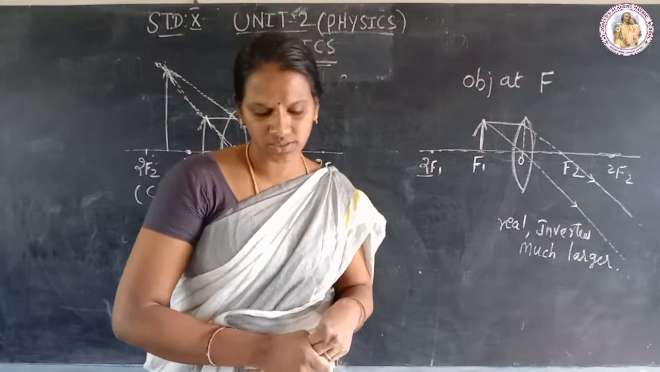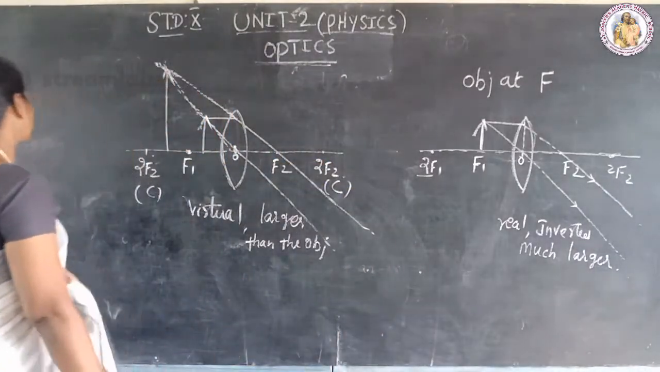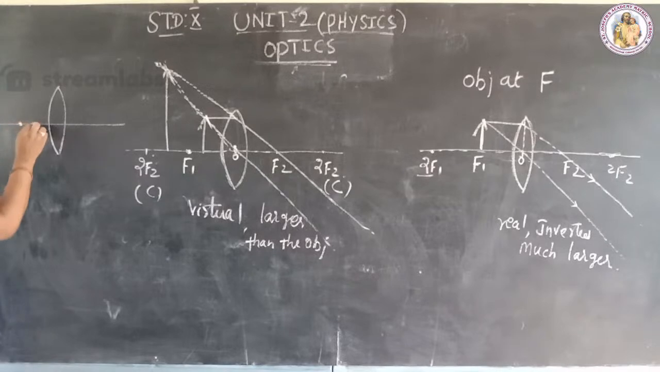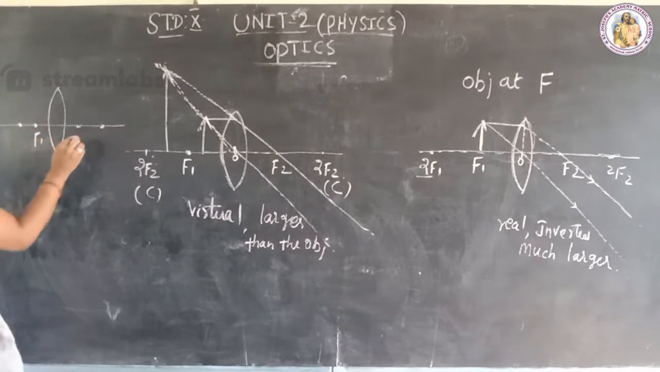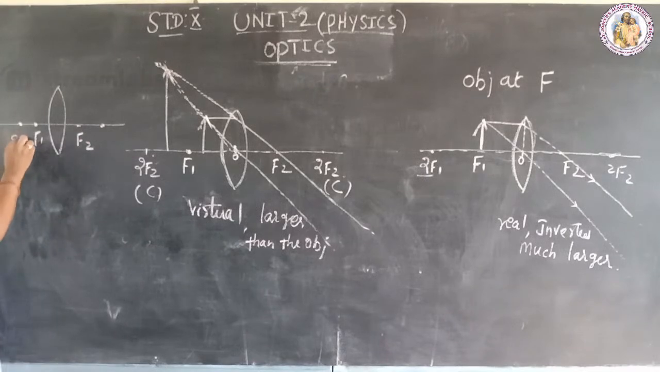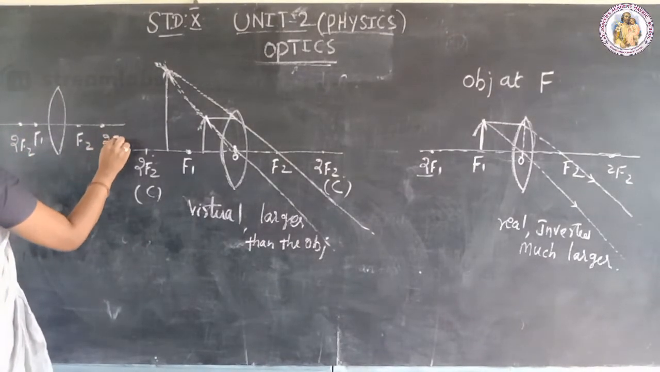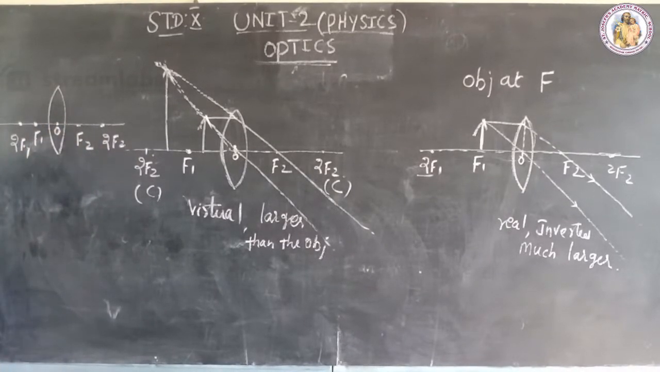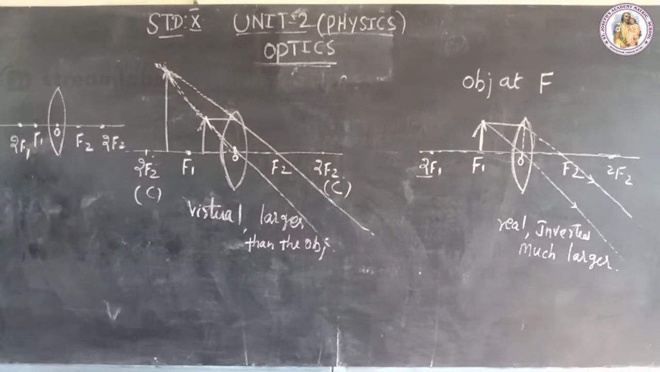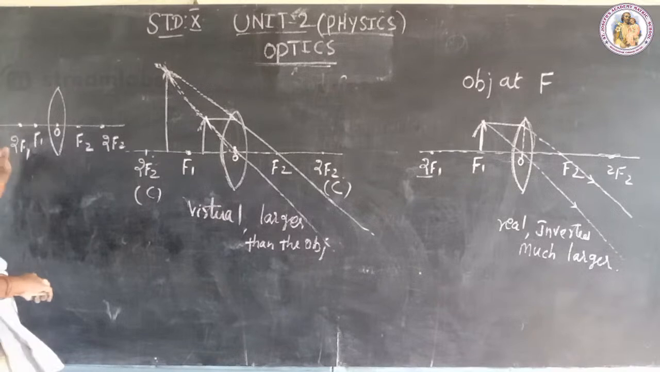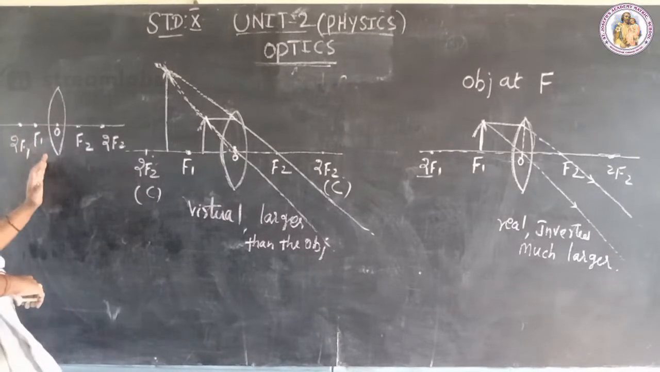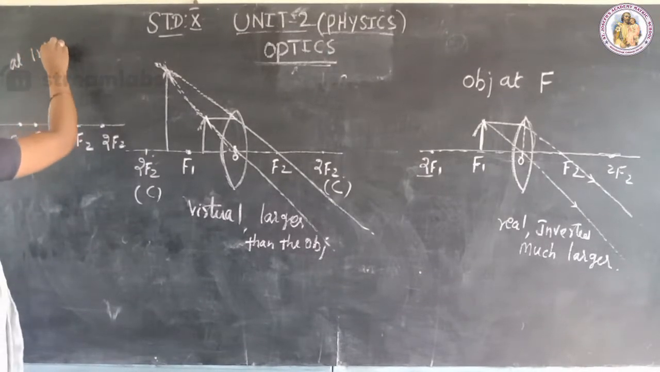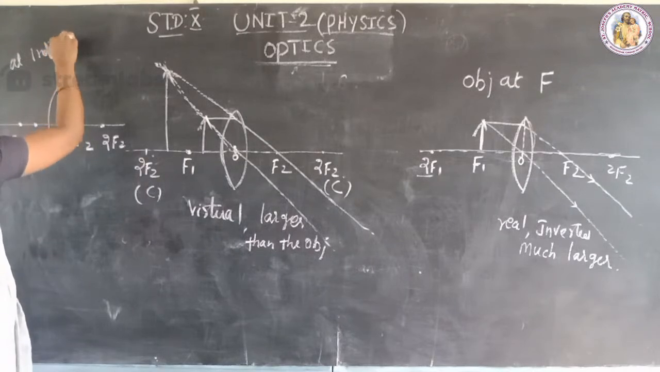So these 6 cases we have seen. Keep the object at different points: F1, 2F1, F2, 2F2, and O. The first case is where we kept the object far away. If the object is at infinity, the image is formed at the focus point.